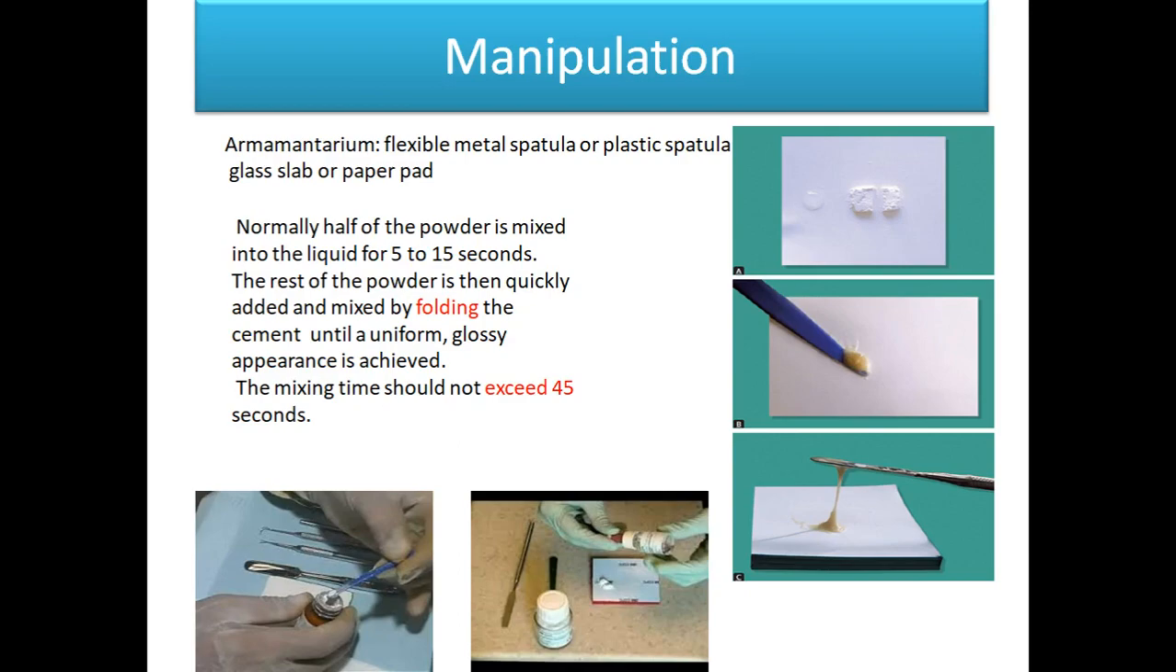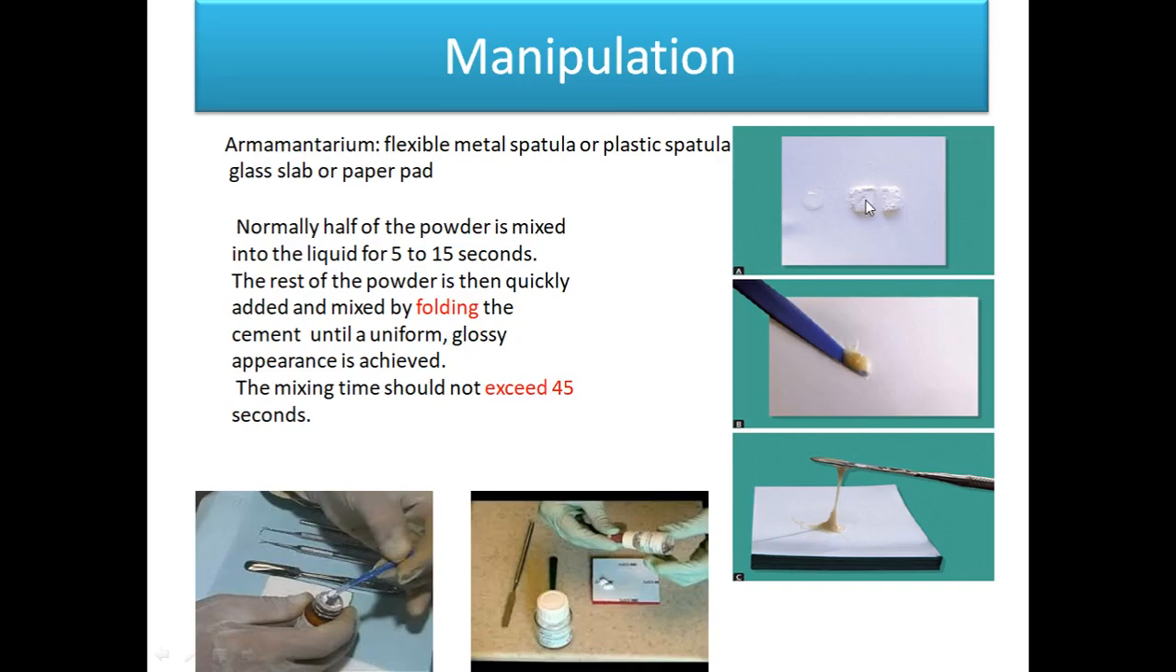Manipulation. The armamentarium required for the manipulation of the GIC are a paper pad or cold glass slab, and a flexible metal spatula or plastic spatula. Using the scoop, take 1 scoop of the powder and dispense 1 drop of the liquid. The powder is divided into 2 halves.